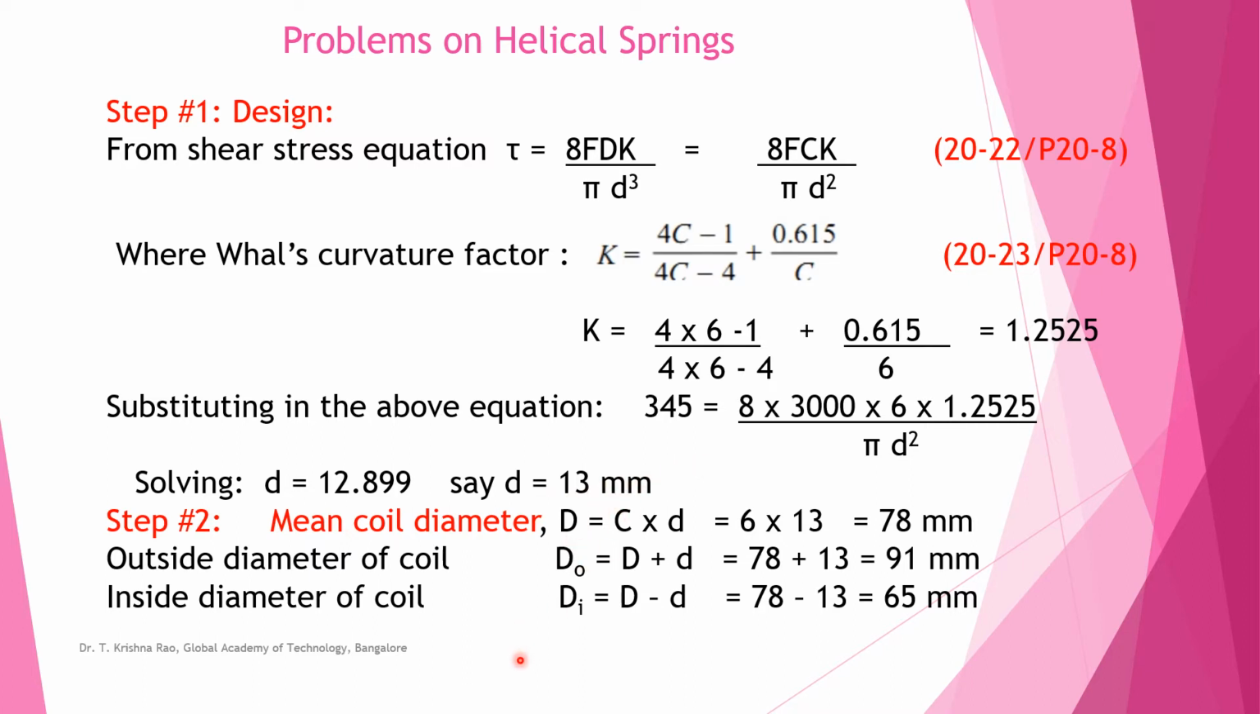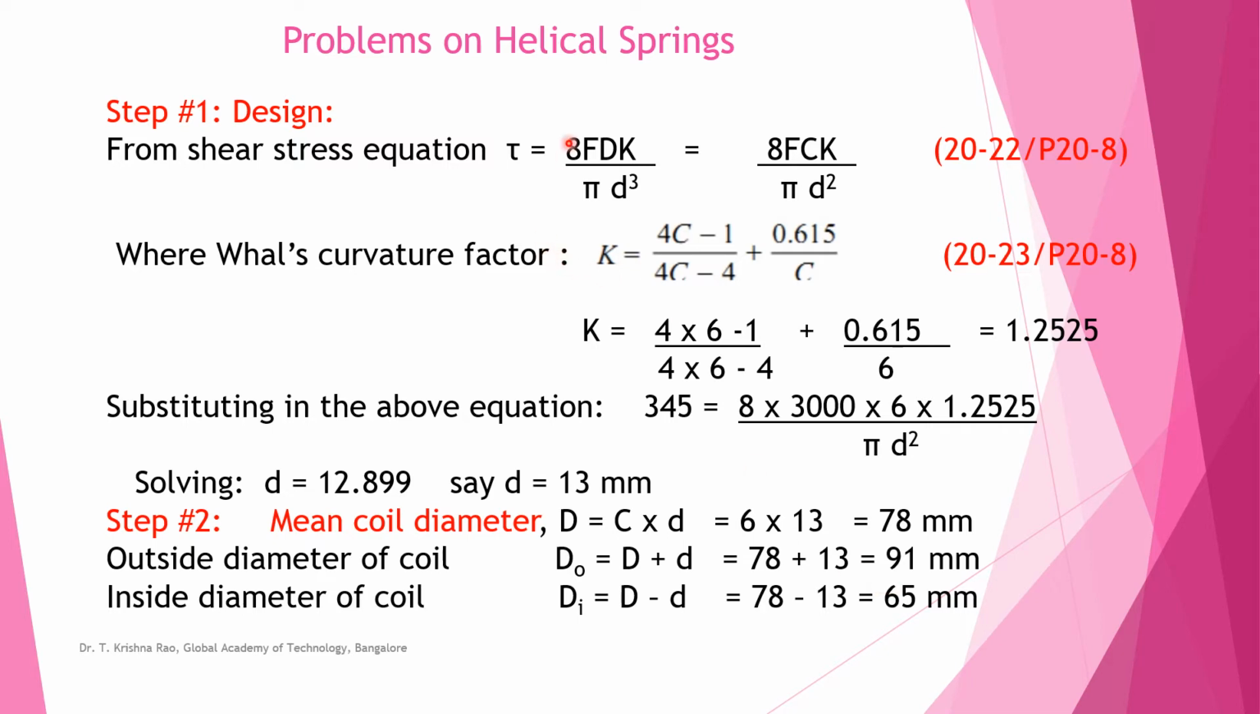Then other things are proportions only. This is the major design. The mean coil diameter is always C into d. C is defined as capital D by small d. So C into d, we get 78. Outside diameter of the coil is always D plus d. Inside diameter of the coil is D minus d. So these three are the values related to the coil: outside dia, inside dia, mean coil dia. Mean coil dia is what is used for all design calculations.